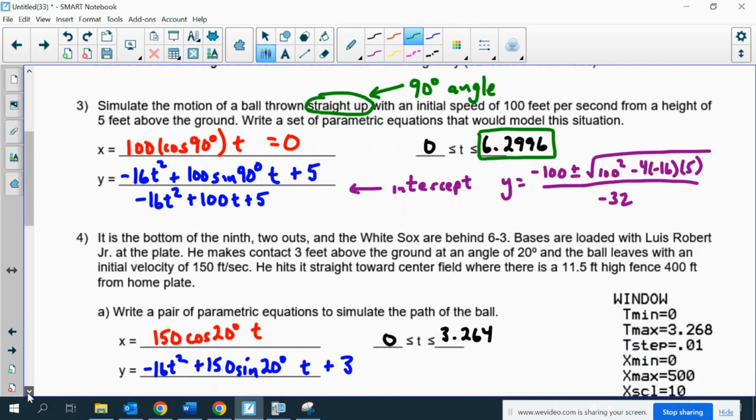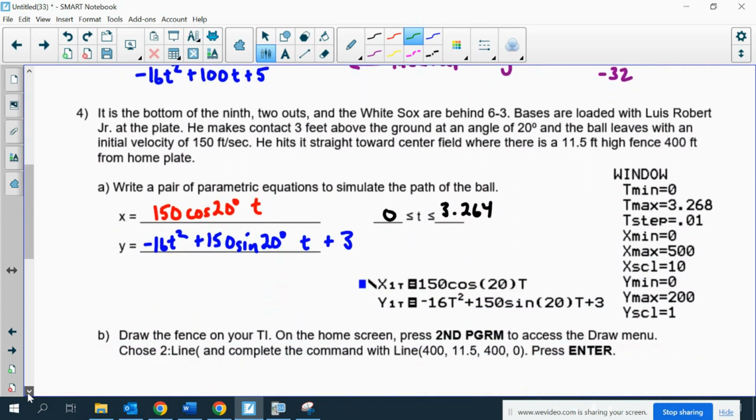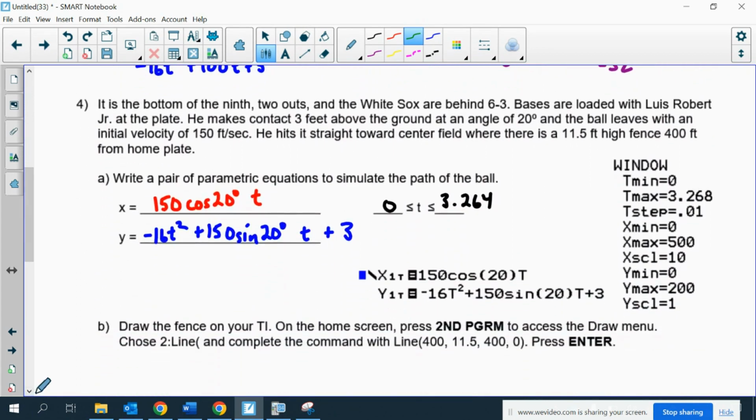Then number 4, we have this White Sox behind with the bases loaded in the 9th inning. Luis Robert hits the ball 3 feet above the ground, at an angle of 20 degrees, and the ball leaves with an initial velocity of 100 feet per second. He hits it straight towards center field, and it's a 400-foot fence, 11.5 feet off the ground. So I just plug everything into the formulas again.